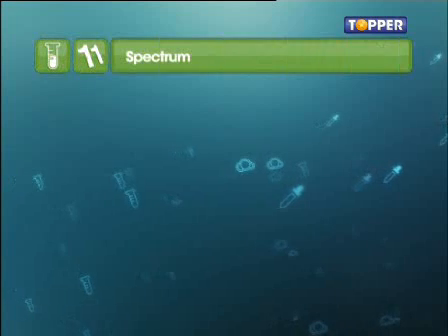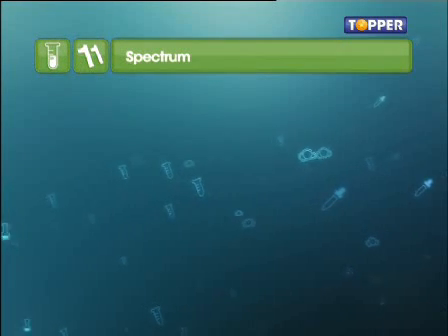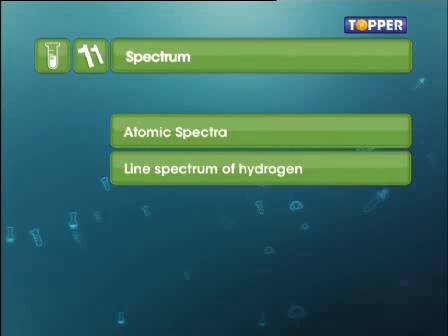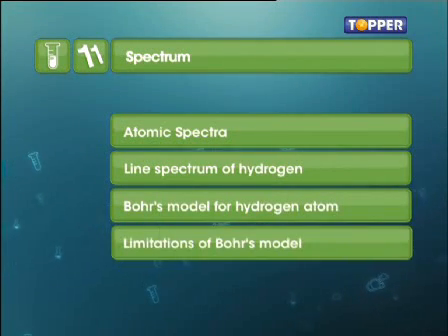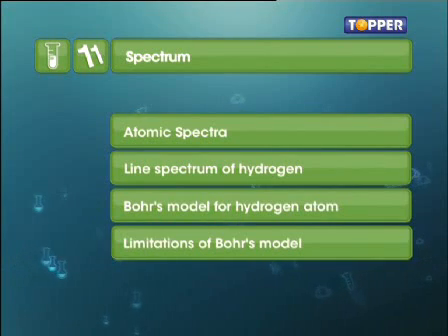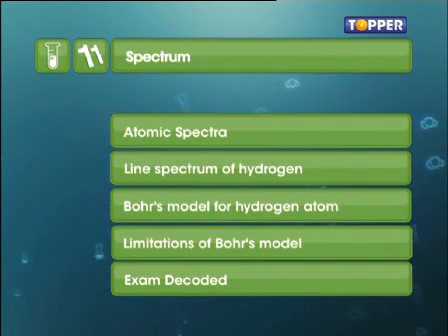Today we have a multi-hued episode for you, so buckle up and let's see what's there to learn today. In this episode, we will study about atomic spectra, line spectrum of hydrogen, Bohr's model for hydrogen atom, and limitations of Bohr's model. Then we will take a look at some important questions and their answers in the exam decoded section.